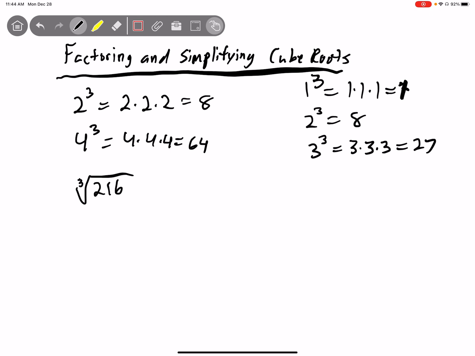Well, cube root of 216, let's go back to this. If I factor this out, I'm going to go a little simple. I'm going to do 216, cube root of that, or sorry, 216 divided by the cube root of 2 and the cube root of 108. Now, I don't know what the cube root of 2 is. I don't really know what the cube root of 108 is. So I'm going to divide that again.